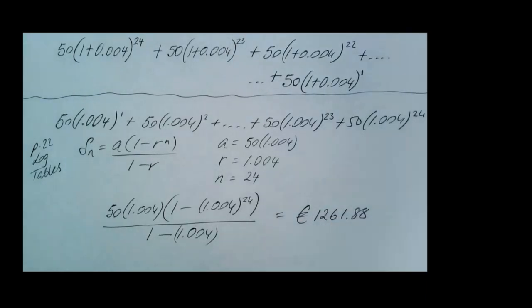So that is the final value of me doing a €50 saving every month over a 2-year period and earning 0.4% per month on each of those installments and investments.